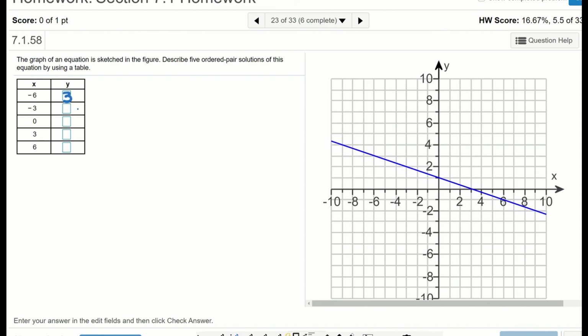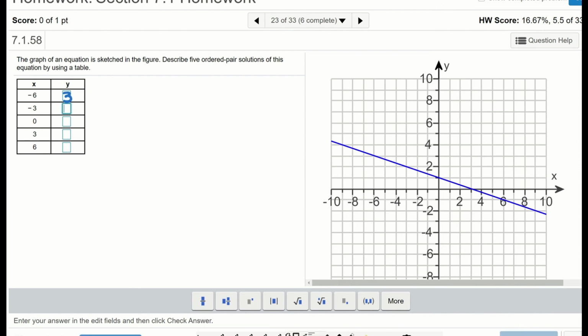So when x is -3, you do the same thing. You go to x equals -3, go straight up to the line, and then drop a perpendicular to the y-axis, and you can see the y value would be 2. For 0, here is x equals 0, so just go straight up to that point, and you see that the y value would be 1.